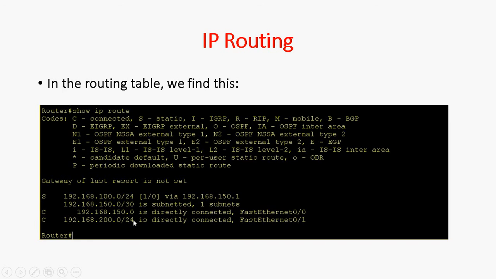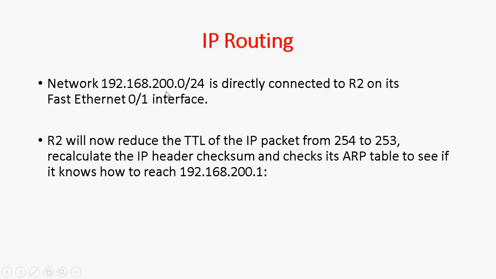We have an entry for 192.168.200.2. Here we can see 192.168.200.0/24 is directly connected, and we can use the FA 0/1 interface. 192.168.200.0/24 is directly connected to R2 on its FastEthernet 0/1 interface.